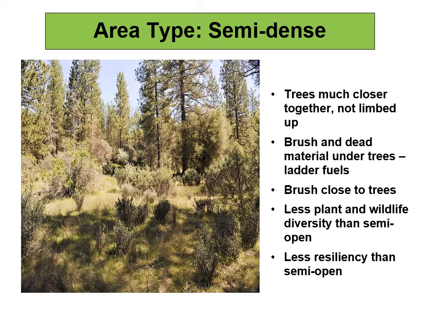Semi-dense areas are areas with more trees than semi-open. The trees are seldom limbed up. There's brush near the trees. While semi-dense areas are more resilient to fire than dense areas, a fire going through a semi-dense area will cause tree deaths due to the nearby ladder fuels. So the resilience is much lower for semi-dense areas than open and semi-open areas. Nonetheless, it's still usually possible to walk through such an area in most places.